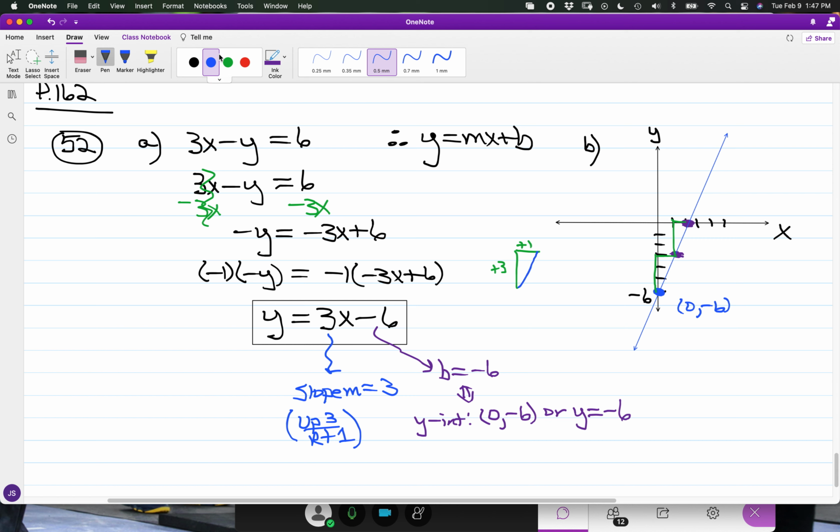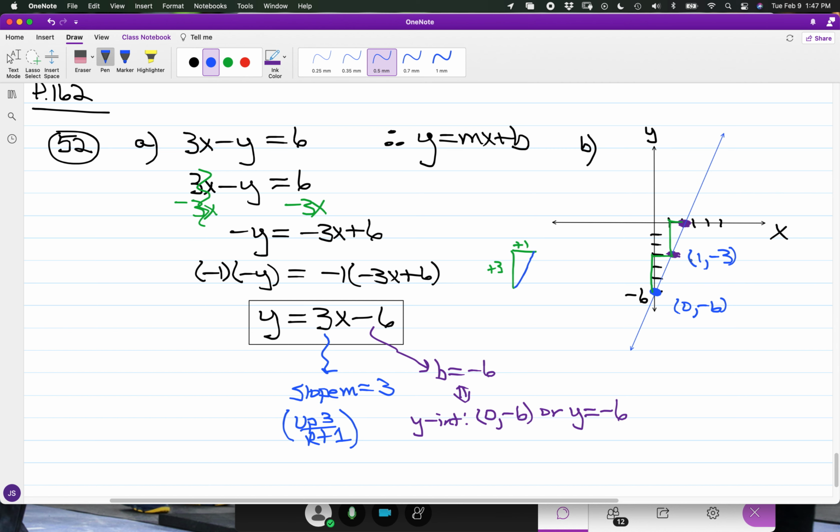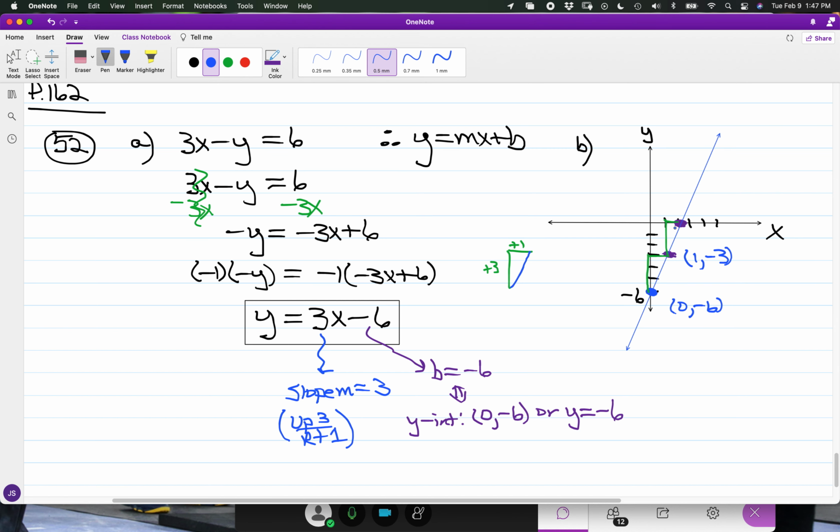So among the other points, you have, from y at -6, y at -3, shifting over 1, so you have 1, -3. And if I shift upward 3 units and then go to the right 1 unit, I have another point, which will be at 2, 0. Okay, so this line here will represent all the combinations of x and y values such that 3x minus y is equal to 6.